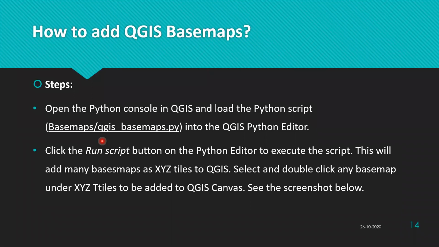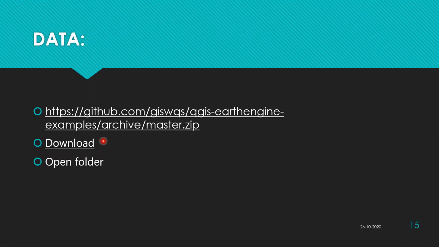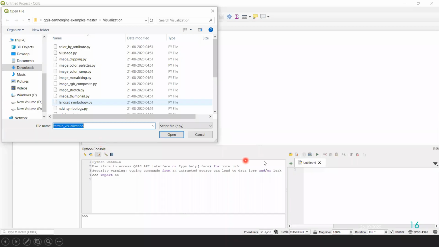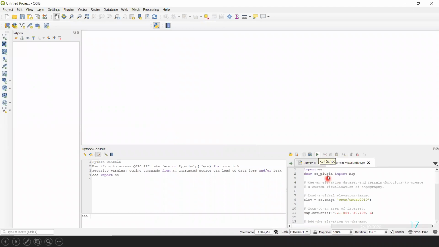First thing is to download this base map and save it in any folder. This is our link. Same, click on this link and download it in any folder. After that, click on Open Script, then search for the data you want as per your requirement. Click on that and open it. After opening it, the Python script is shown here in the editor.